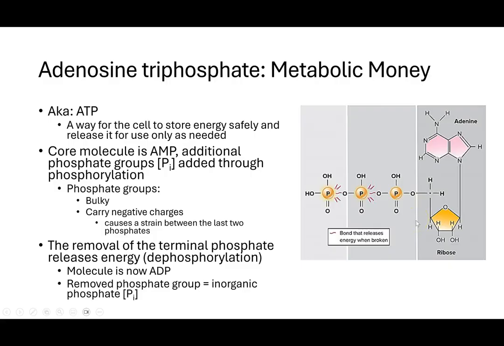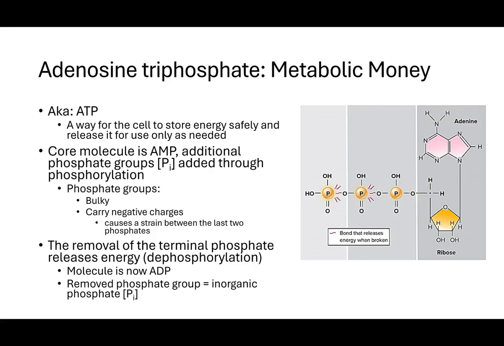And then our other one that I mentioned is ATP, stands for adenosine triphosphate. This is basically metabolic money. This is the preferred energy source for living organisms, and it's a really, really nice way for a cell to store energy very, very safely and release it only when needed.